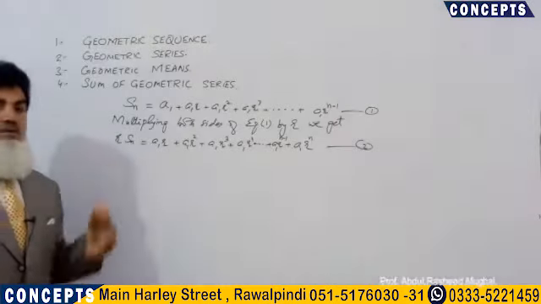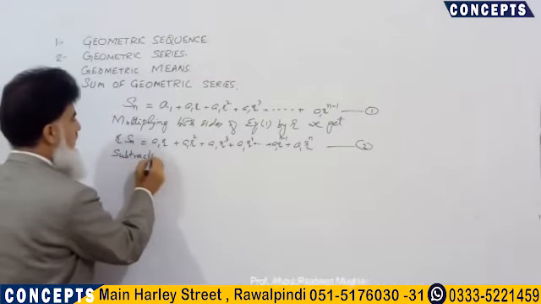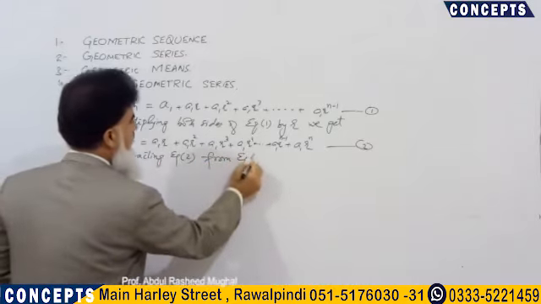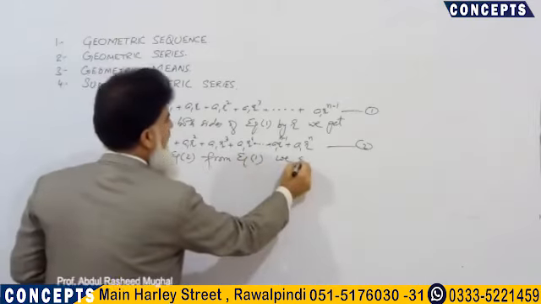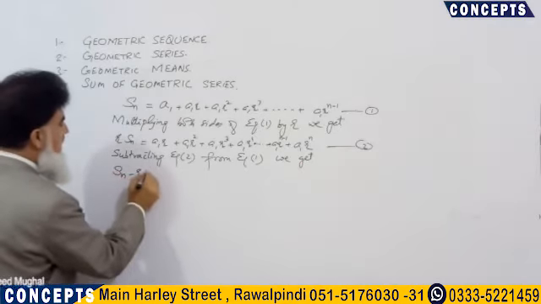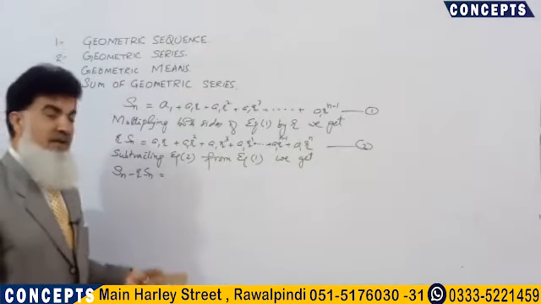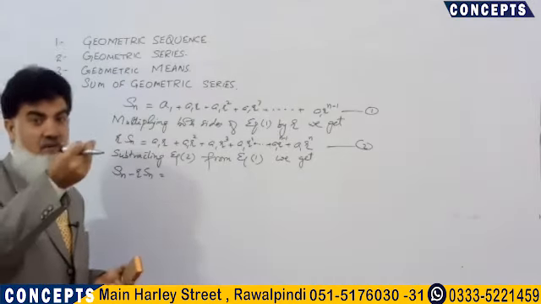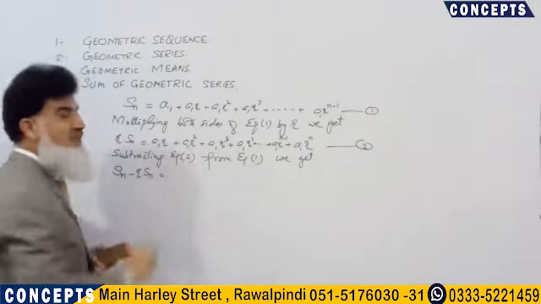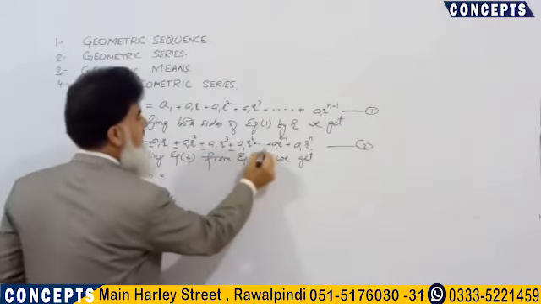Now, subtracting equation 2 from equation 1, we get Sn minus r Sn. As you know, when you are subtracting one algebraic expression from another, the sign of each term of the second expression will be changed. Instead of plus, you will make them negative.